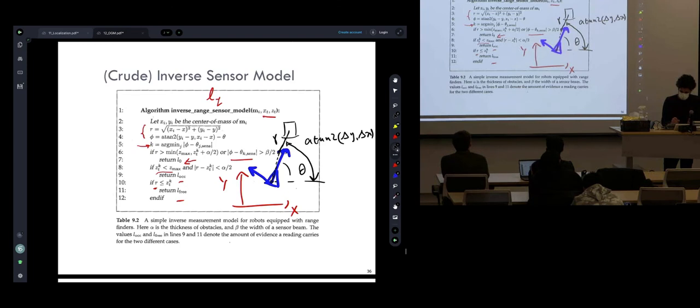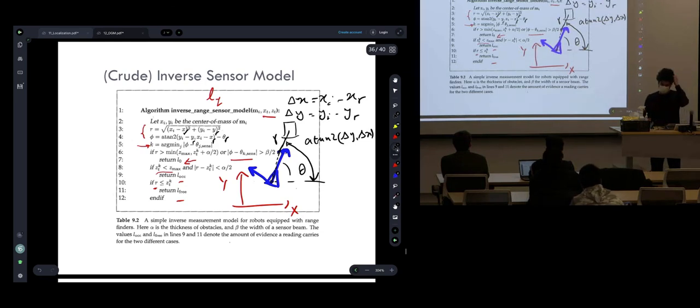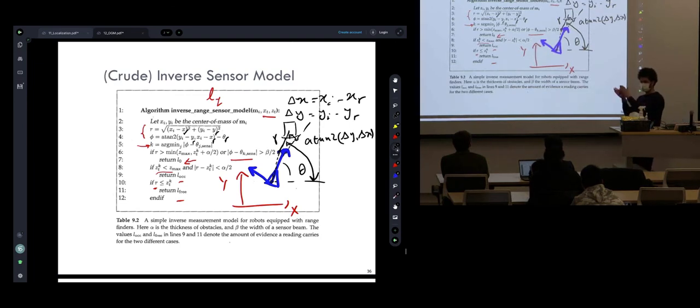Delta x is the map coordinate along x direction minus the robot. These are robot position and heading. Similarly, delta y is yi minus y r. But we know that we should subtract the robot heading because we are actually after this delta here, right? We care about the relative angle of that cell. So hence, you see that phi is this arctangent 2 of delta y and delta x minus the robot heading to compensate the robot's orientation.